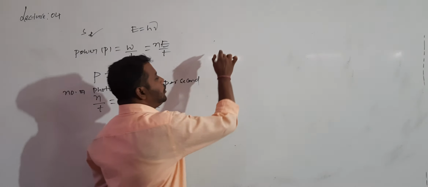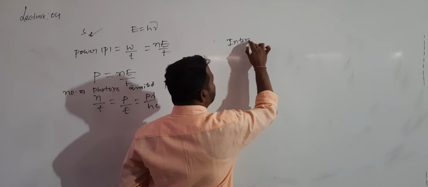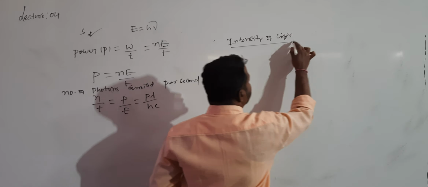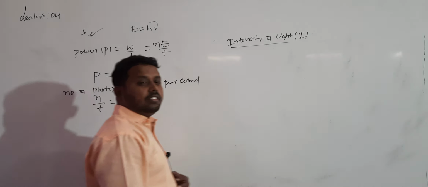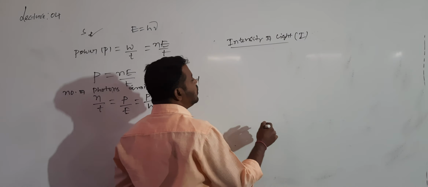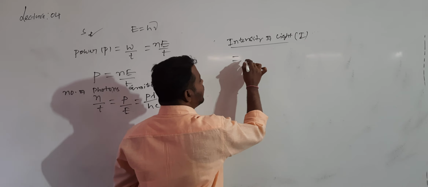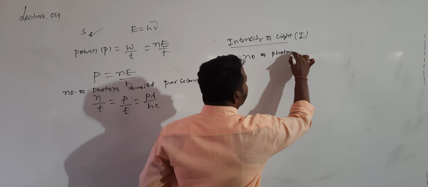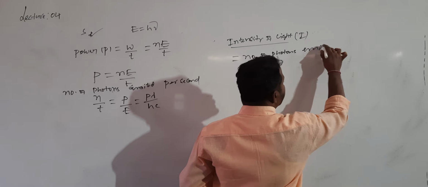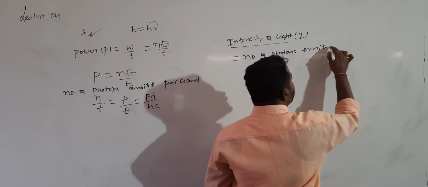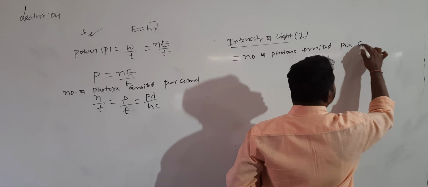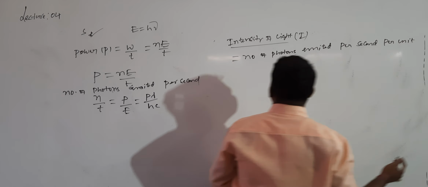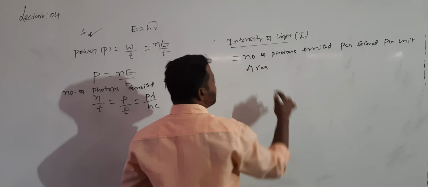But here one more important point is there. What is the meaning of intensity of light? Intensity of light is represented by the symbol I. According to Planck's quantum theory, it is the number of photons emitted or incident per second per unit area. So that is the definition of intensity.